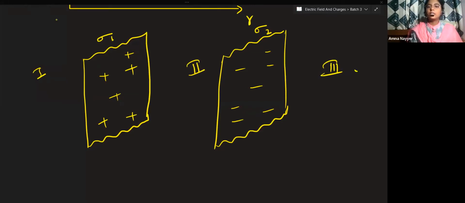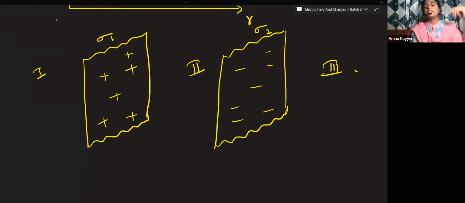All right. So these are two sheets given to you. Most of the questions will be dealing with two sheets. For a single sheet, you know the formula is sigma by 2 epsilon naught. So that is easy. But maximum questions that you get involve two sheets. So I'll just tell you how to solve it, because otherwise you'll get direct formula based questions in this.